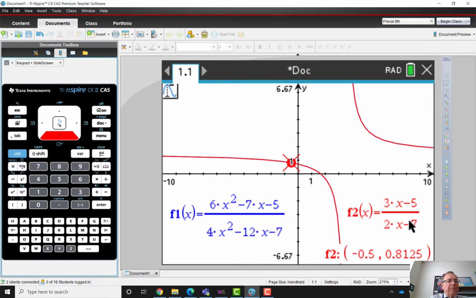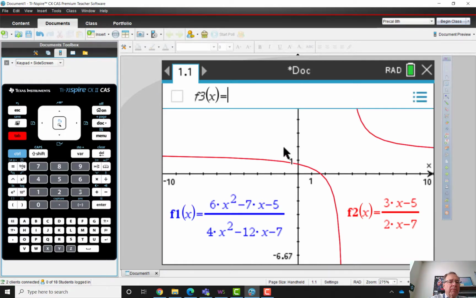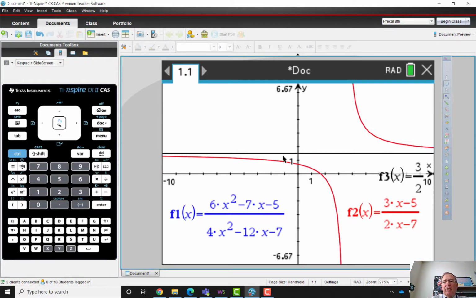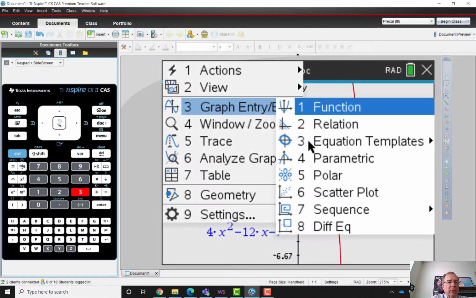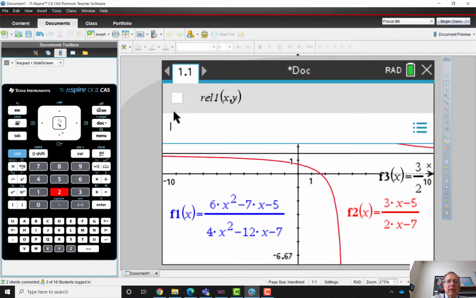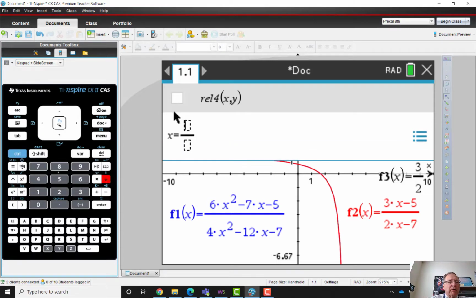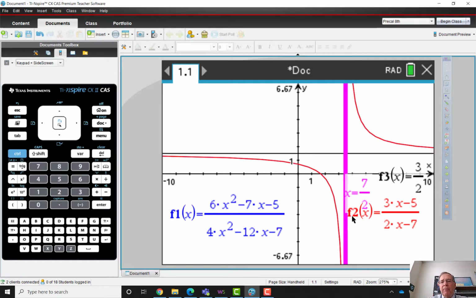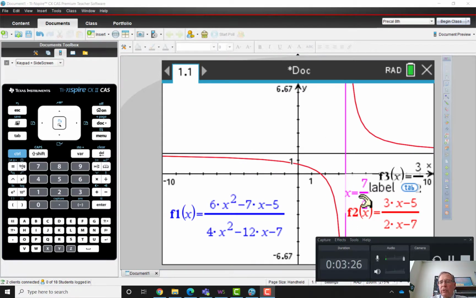And then we know that the horizontal asymptote is 3/2, so I'll put in 3/2. So there's our horizontal asymptote, and I'm going to go to a relation, and I want it to be, say, pink. So I'll say x equals the fraction 7/2. So there's my vertical asymptote. And that concludes this video.